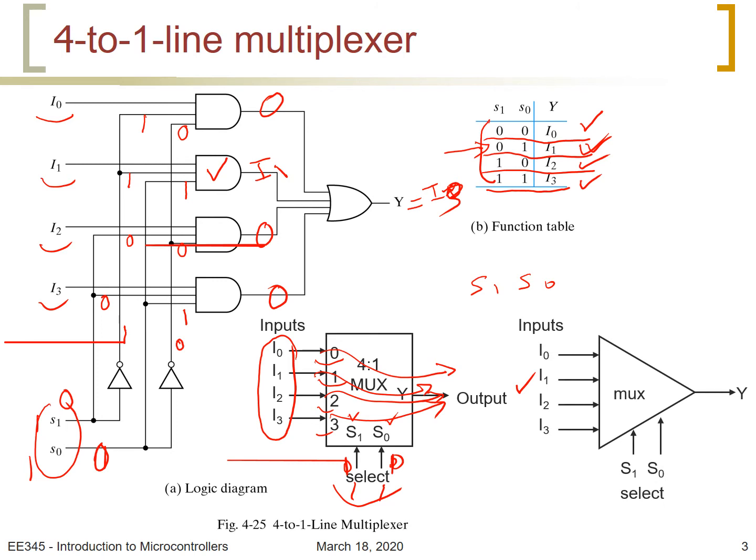We can also draw it as a triangle, and this is the longer line of the triangle, I0, I1, I2, I3, and this is just one point for the output Y, to say that we have many inputs and only one output, and the selection lines always go from the bottom.